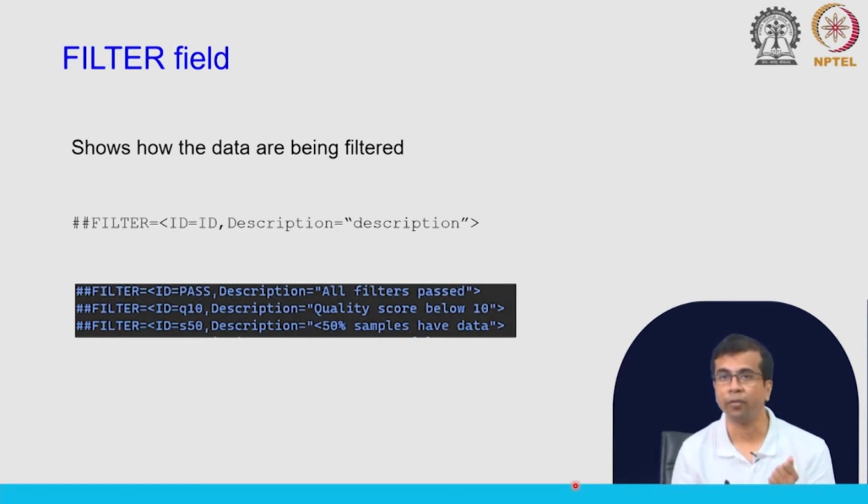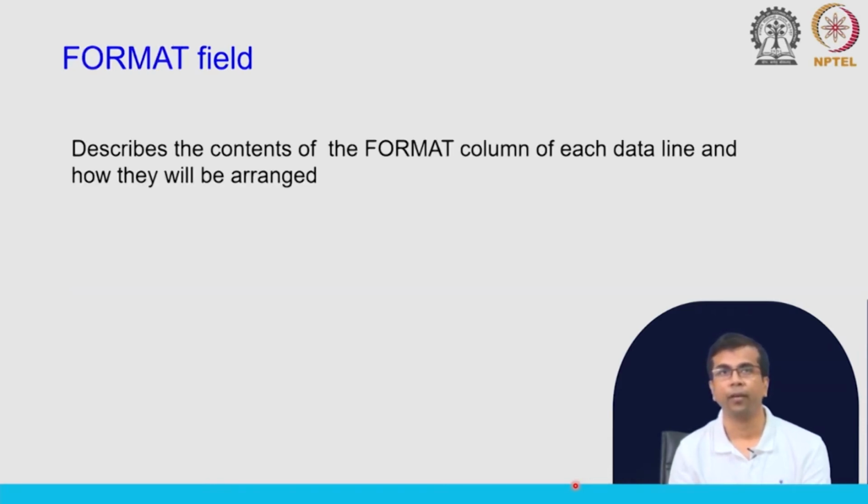So, that is why you need to carefully look into the meta information line to interpret the data lines. Okay. So, to understand more about the variants, you have the format field, as you have seen. This format field in the meta information line describes the contents of the format column of the data lines.